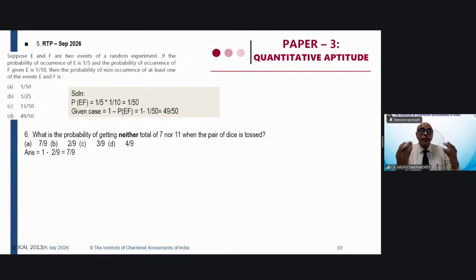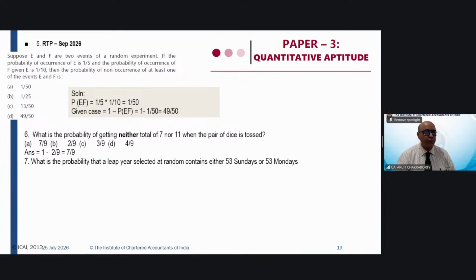Therefore, the complementary event, neither 7 nor 11, is just the complement. The complement of an event is 1 minus the probability of the event. So 1 minus 2 by 9, we are getting 7 by 9. This is also very important, interesting. And I hope once you start solving these types of questions, it will sharpen your processing power. Your brain also becomes sharper. And this helps you later when we take up the next chapter on theoretical distribution.